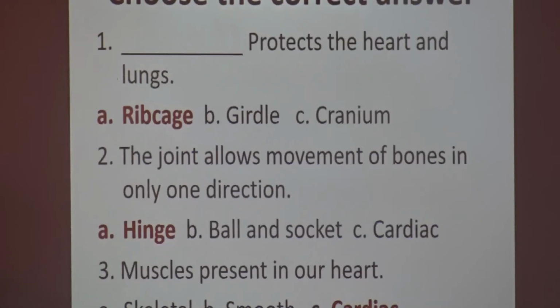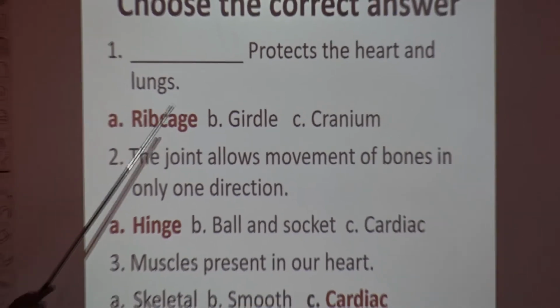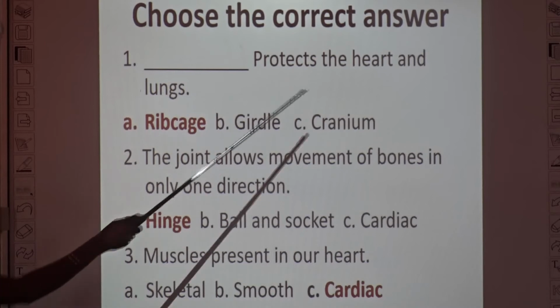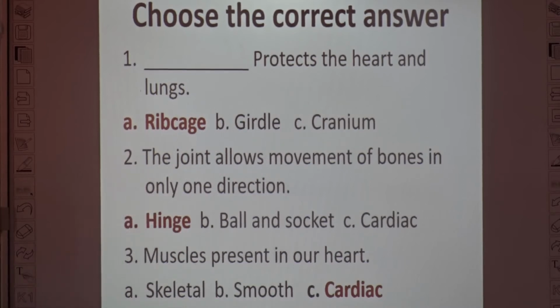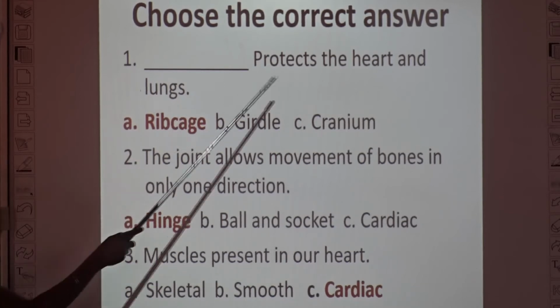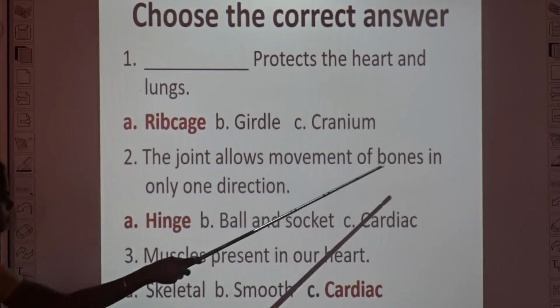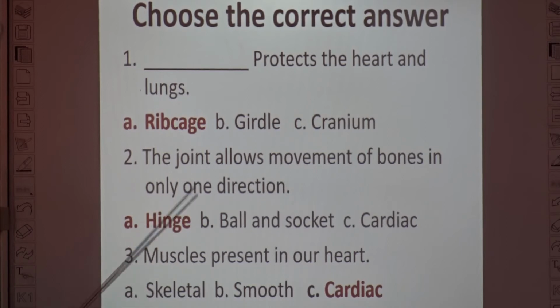The first one is choose the correct answer. The first one, dash protects the heart and lungs. We already know that it is the rib cage. Heart and lungs are internal organs present inside the rib cage. So the rib cage protects the heart and lungs. What is the answer? Rib cage.